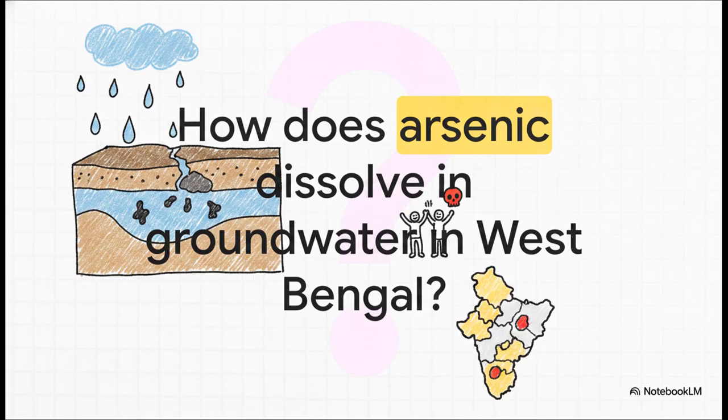This brilliantly shows how these sort of abstract pollution concepts apply to real-world geography and cause severe human health crises, specifically for multiple exposed districts in West Bengal. It's a stark reminder that at the end of the day, environmental science is really about human survival.